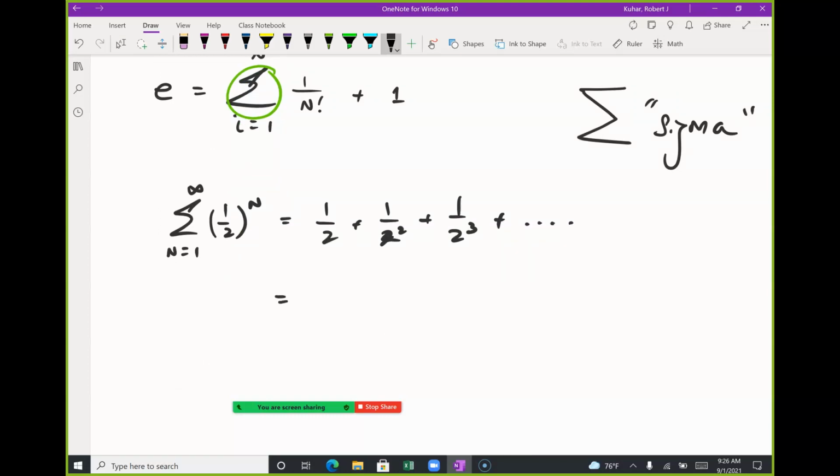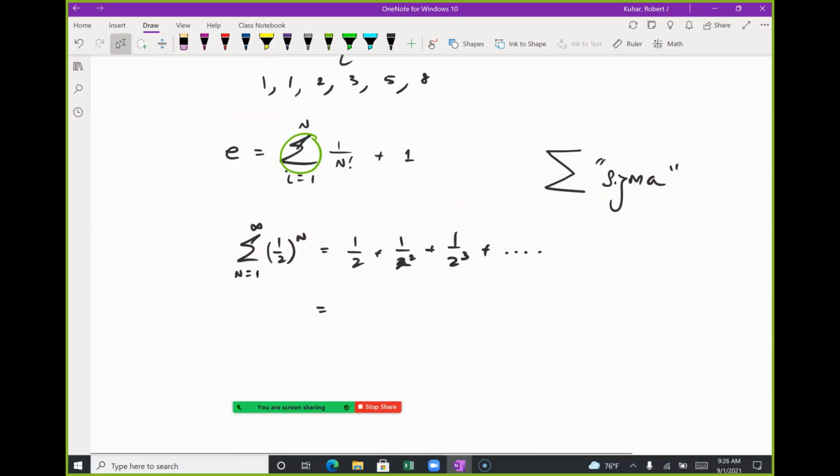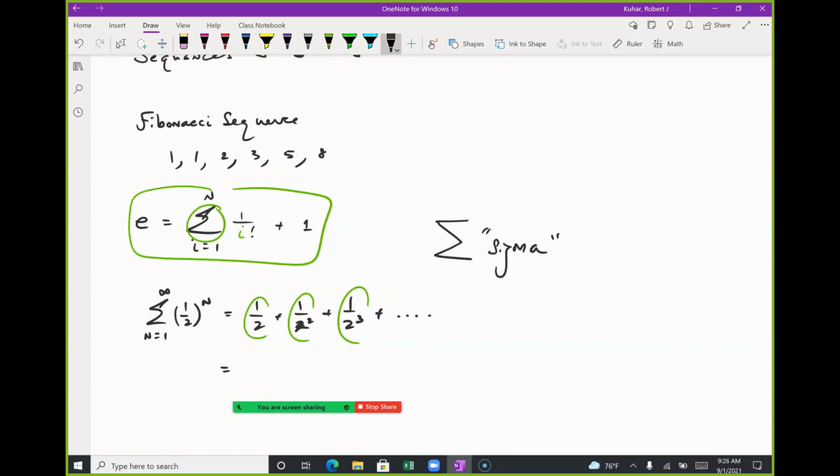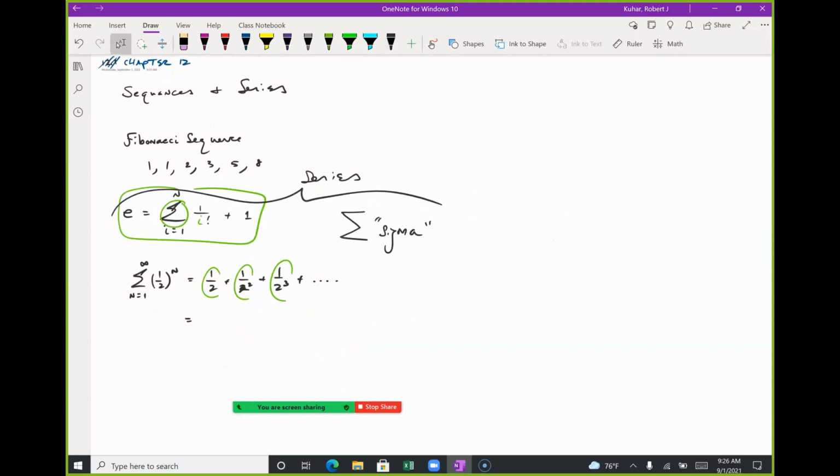Professor? Yes. In that first example you showed, should that be 1 over i factorial? Yes, i factorial, because I used my index i. Thank you. Yeah, and I'll explain this. This shouldn't make a lot of sense to you yet, but this one is a little bit easier, right? This is one half to the first power, 1/2 to the second power, 1/2 to the third power, right? So these two guys are series. When I start to add things up, it's called a series. Okay. By the way, this sum is 1.